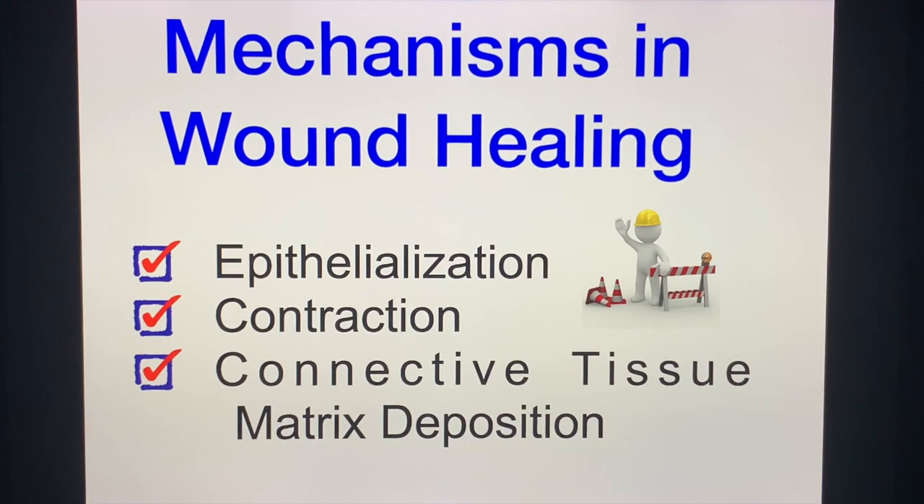Now, there are three mechanisms in wound healing. Number one is epithelialization. Second is wound contraction. Third is connective tissue matrix deposition. So the three major mechanisms in wound healing: epithelialization, wound contraction, and lastly, connective tissue matrix deposition.